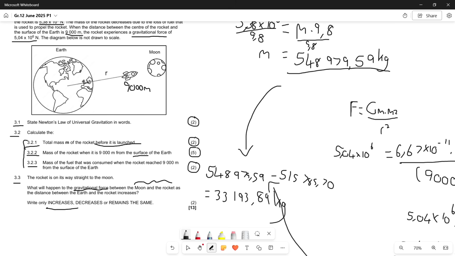This is just a way that they phrase the question, because as it moves further away from Earth, it is moving closer to the moon, which means they're asking about the gravitational force between the moon and the rocket. That force will increase as the radius gets smaller, which means we are dividing by a smaller value here, meaning there'll be a bigger force of gravitation between the moon and the rocket. And that is our final answer there for 2 marks, earning us 13 marks for this whole section.